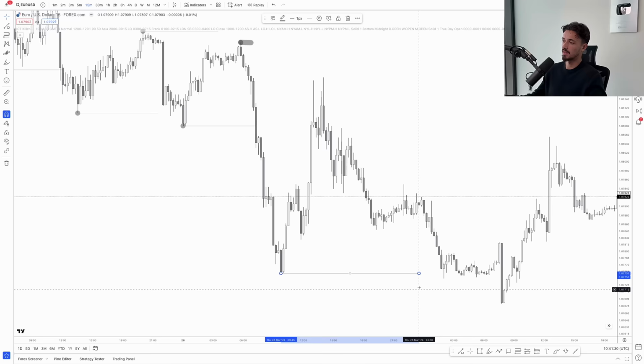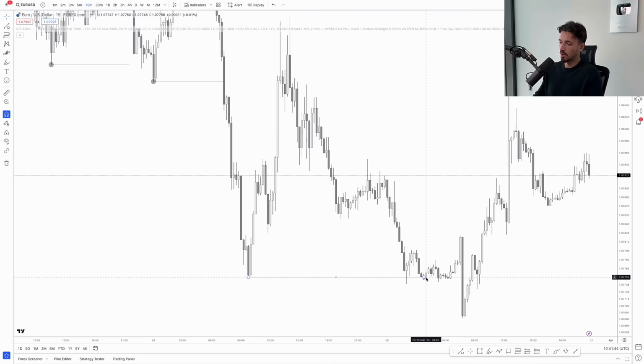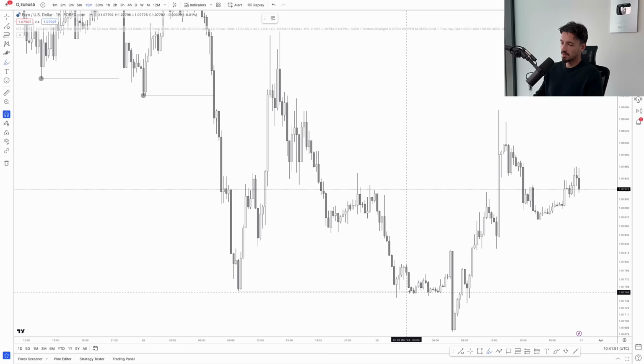This low down here is actually broken, not with the wick, yes, with the body, right? So what we have is this body in here closes below. Therefore, that is the break of structure. Now, here's where it's interesting. Because after this low, we do have three candles that pull back, right? And then we have one very aggressive sell candle or a manipulation candle, which is a liquidation candle. And many people don't understand this price delivery.